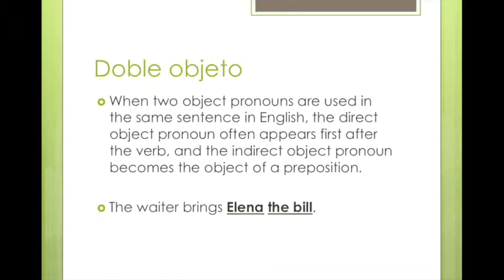If we were going to make that a double object pronoun in English, we would say the waiter brings it to her, where it is the bill and her is Elena. And notice we add the word to because we bring things to her.